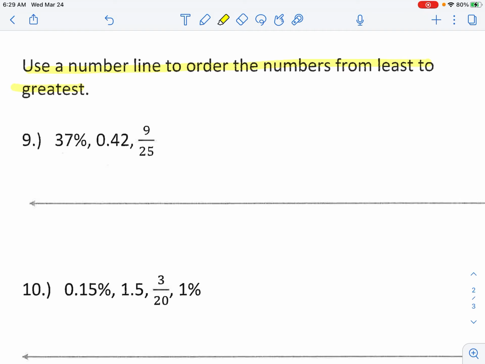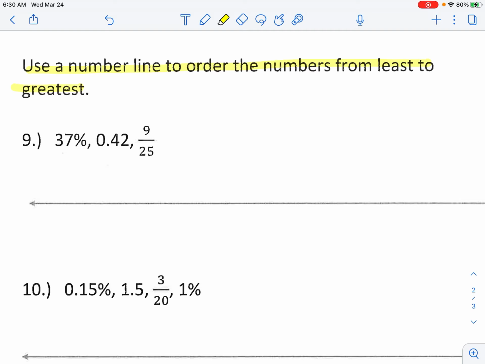You don't want to start numbering your number line until you know what numbers you have to place. So if you only have to place numbers between 0 and 1, you don't want a number line that goes from 0 to 100 because all your numbers are going to be crunched down at one end. So let's look and see first what we're going to be ordering.